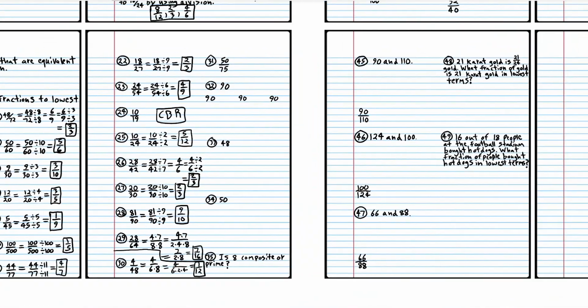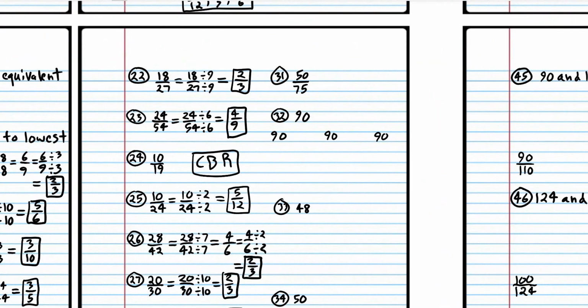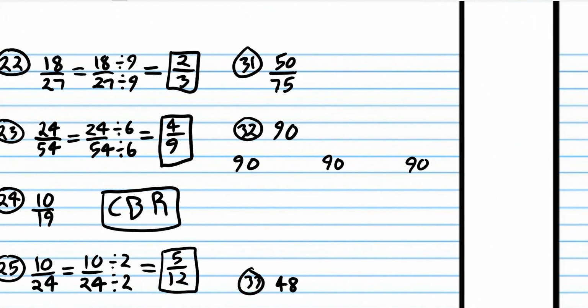Let's see here. So 50 over 75, again, that's a problem where my multiplication facts aren't going to help me. So I'm going to use the method of factoring. So I know 50 is 5 times 10, and I know 75 is 3 times 25. And I also know that for the bottom, I know that 25 is 5 times 5.